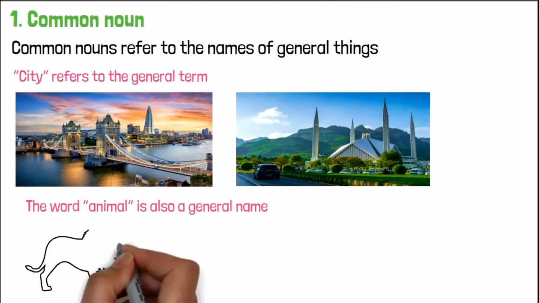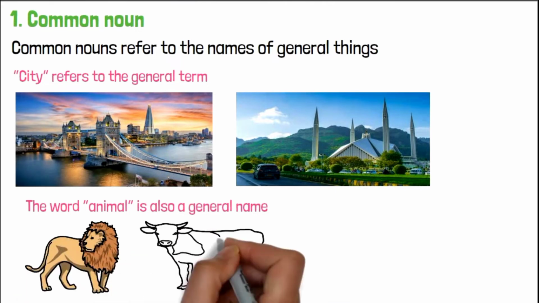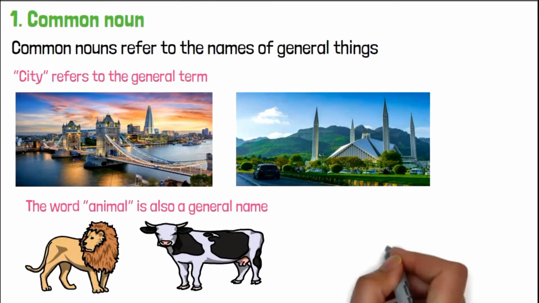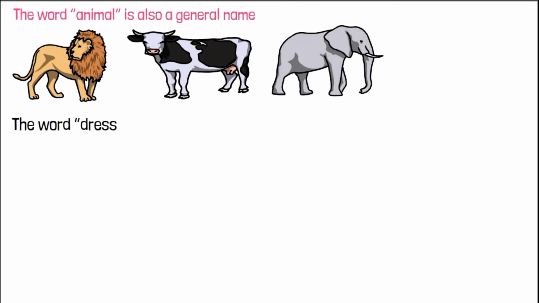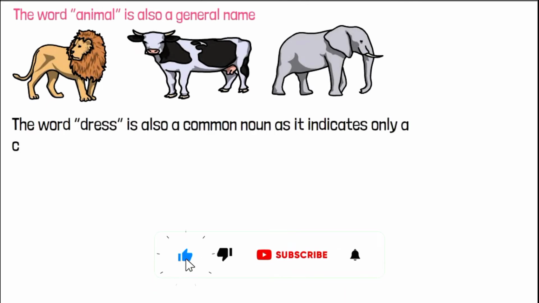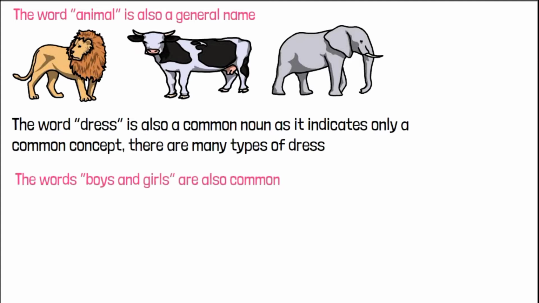The word animal is also a general term. For example, dog, cat, monkey, lion, zebra, mouse, and elephant are the specific names of particular animals. Therefore, these are not common nouns. The word dress is also a common noun, as it indicates only a common concept. There are many types of dress. The words boys and girls are also common nouns because they refer to any boy or girl in the world.